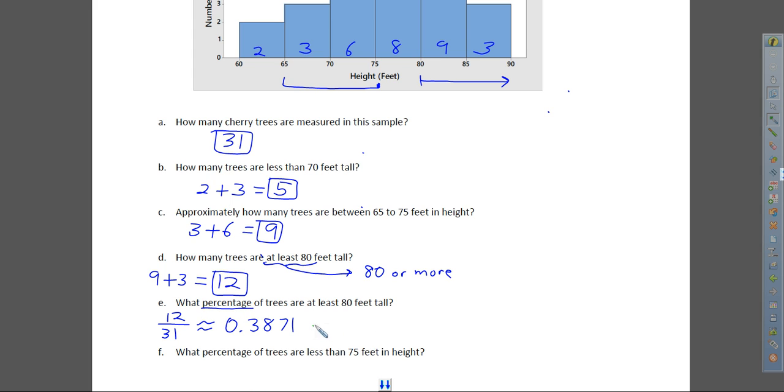So what percentage is this? How do we turn decimals into percentages? Remember, we're going to move the decimal two places to the right. So if we move this 2 places to the right, we have 1, 2. So we're going right 2 places. This will give us 38.71, and now we have our percentage.